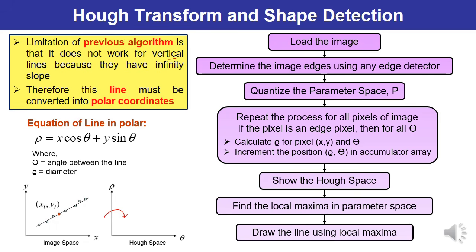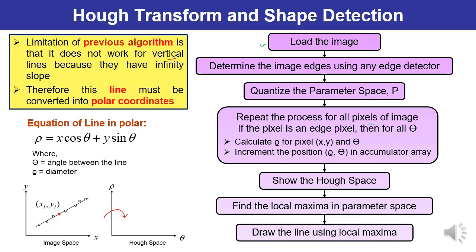Here, the first step is very simple. Again, load the image. After loading the image, calculate its edges. You can use any kind of edge detector operator. Then quantize the parameter space. After quantizing the parameter space, you have to repeat the process for all pixels of the image. None of the pixels can be left out. And if the pixel is an edge pixel, then for all values of theta, which is the angle between the line, calculate rho and theta. This is the first step.